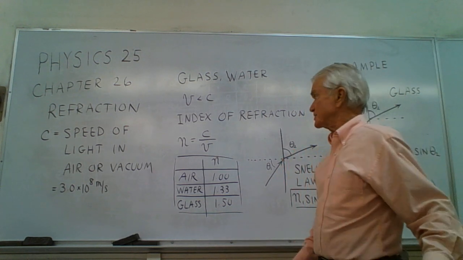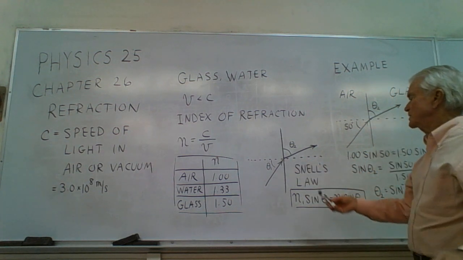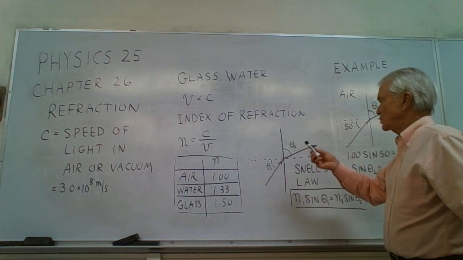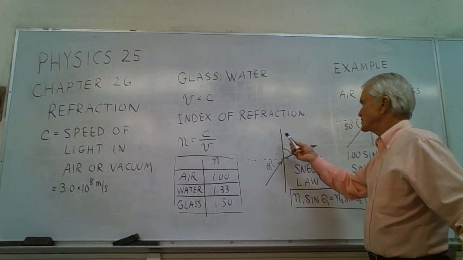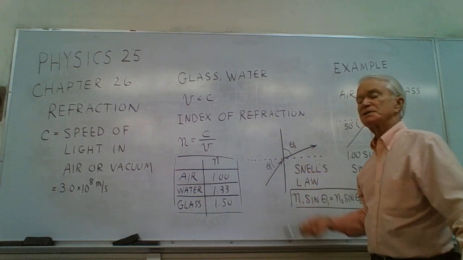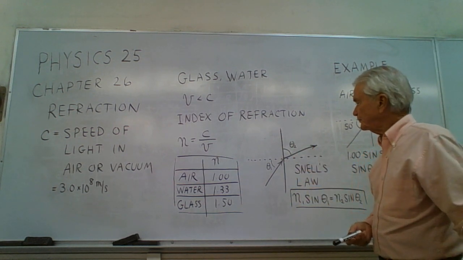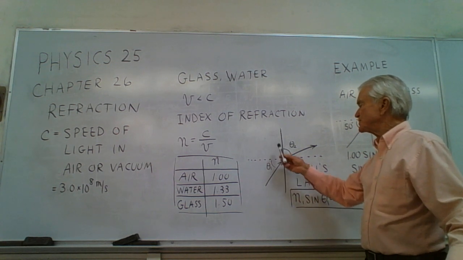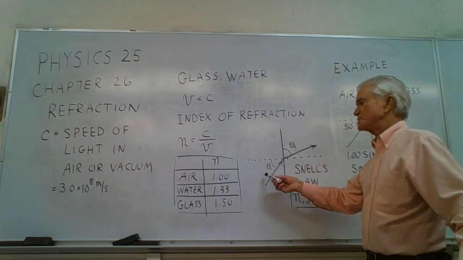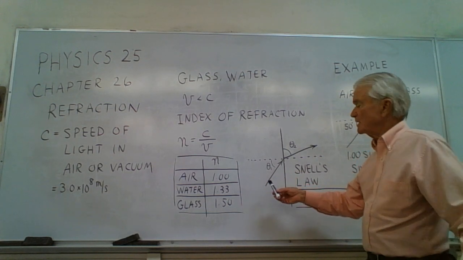The units cancel. I show here an interface between 2 different media, both transparent. It could be air, water, air, glass, glass, water, water, glass. Pick any 2 transparent media, we don't care. I show a ray of light originating on the left side of this interface. Perhaps it's originating in air.